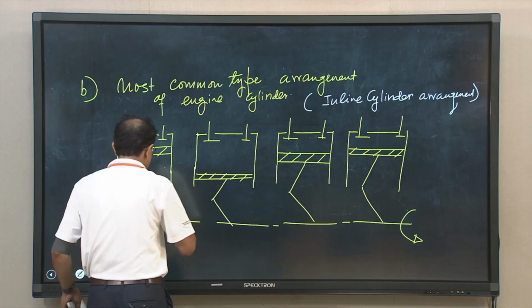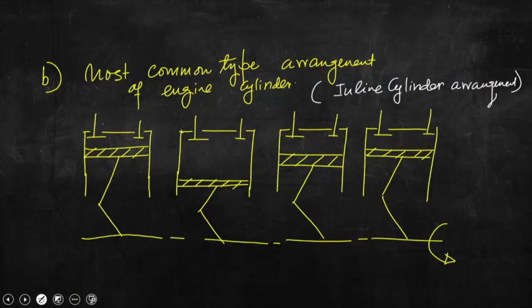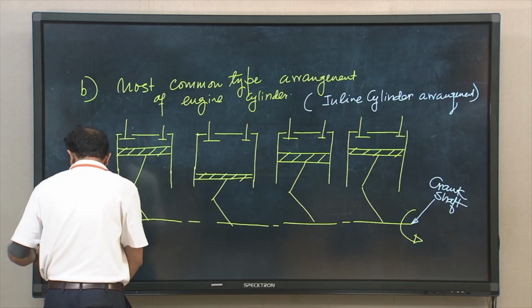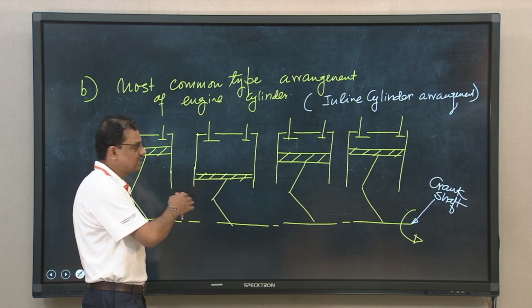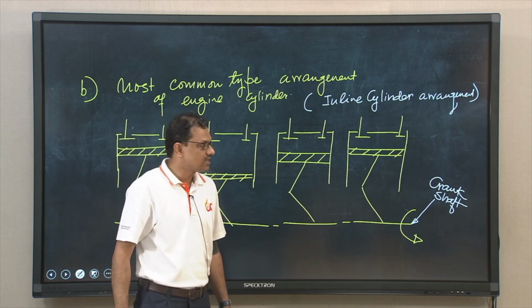Cylinders are positioned in a straight line, one behind the other along the length of the crankshaft. So, this is the crankshaft which is rotating. The cylinders are arranged along a line, one behind the other along the length of the crankshaft. This type of arrangement is most common in automobiles. Typically, 4 to 6, or depending upon the requirement 4 to 8 cylinders can be used. Depending upon the power requirement, the number of cylinders to be used in line should be designed or selected.